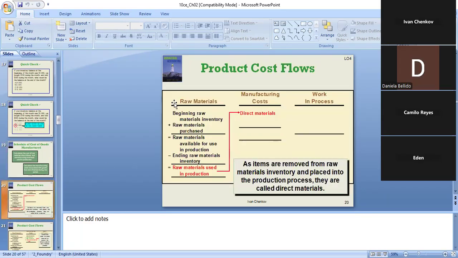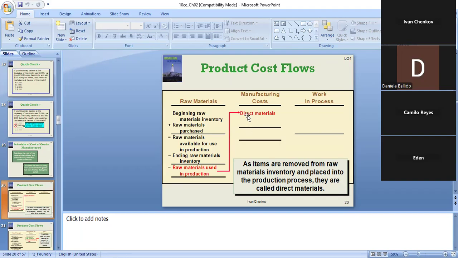We're starting with the raw material account first. We're getting the beginning balance of the raw material account. Then we're going to add the purchase of the raw material. And then we're going to have raw material available for use. We're going to deduct the ending balance of the raw material, and we're going to see how much raw material we use in our production as direct material.